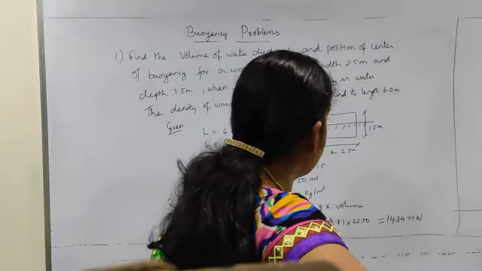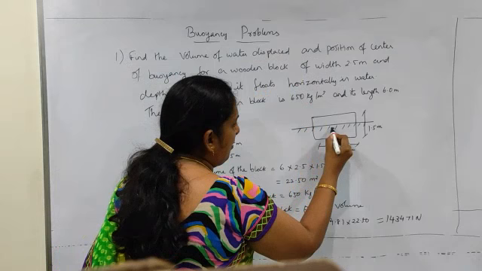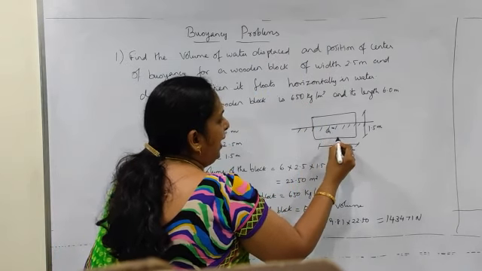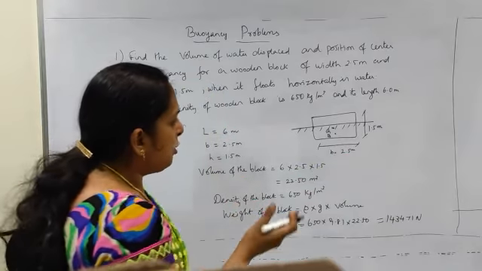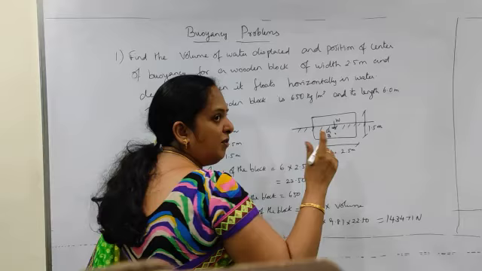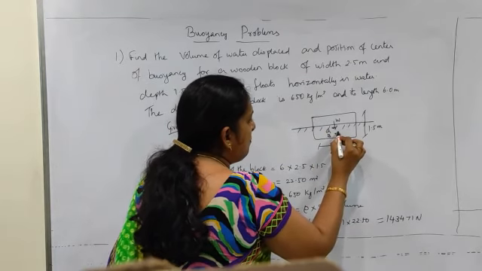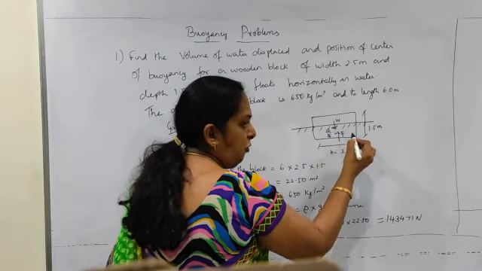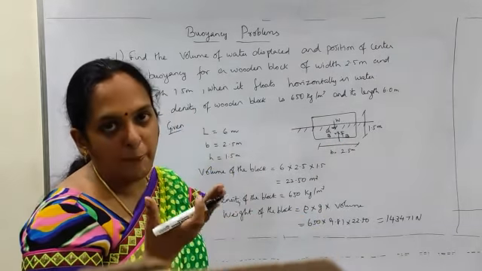Now normally this body is in equilibrium. Say this is the center of gravity of the block, and this is your buoyancy force which makes the body uplift. Initially, as I already said, we have a weight which pulls the body downwards, and we have a force, which is the buoyancy force, which makes the body uplift.